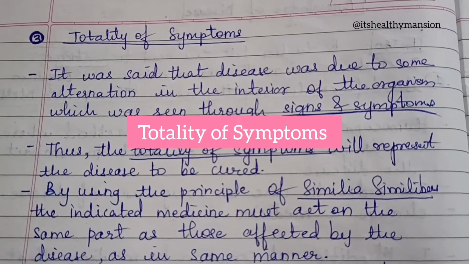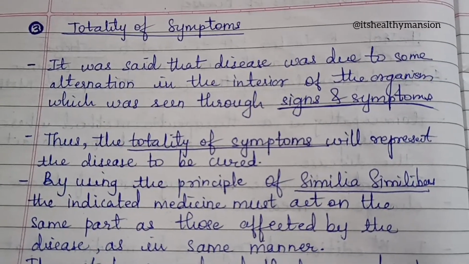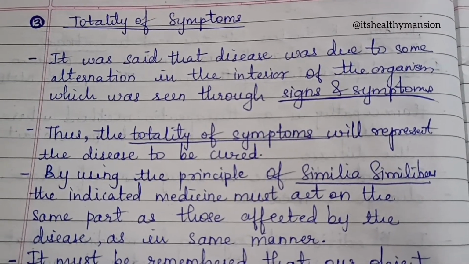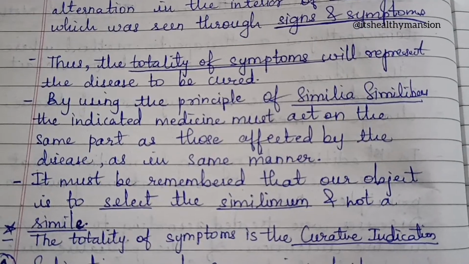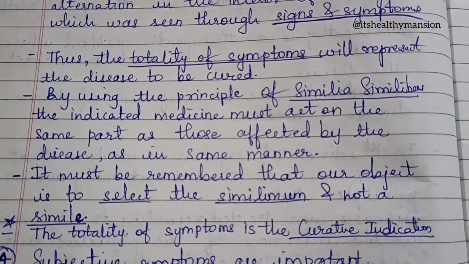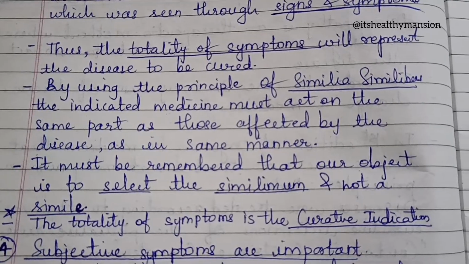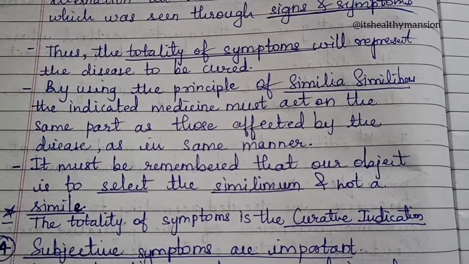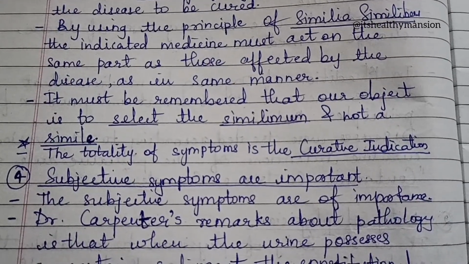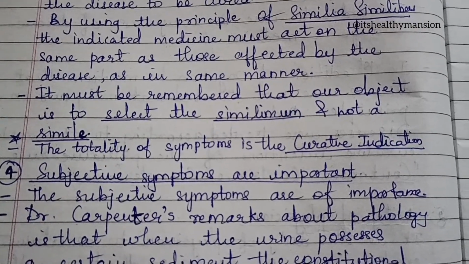Dr. Hughes talked about the totality of symptoms. It was said that disease was due to some alteration in the interior of the organism which was seen through signs and symptoms. Thus, the totality of symptoms will represent the disease to be cured. By using the principle of similia similibus, the indicated medicine must act on the same part as that affected by the disease and in the same manner. It must be remembered that our object is to select the simillimum and not a simile. Therefore, the totality of symptoms is the curative indication.